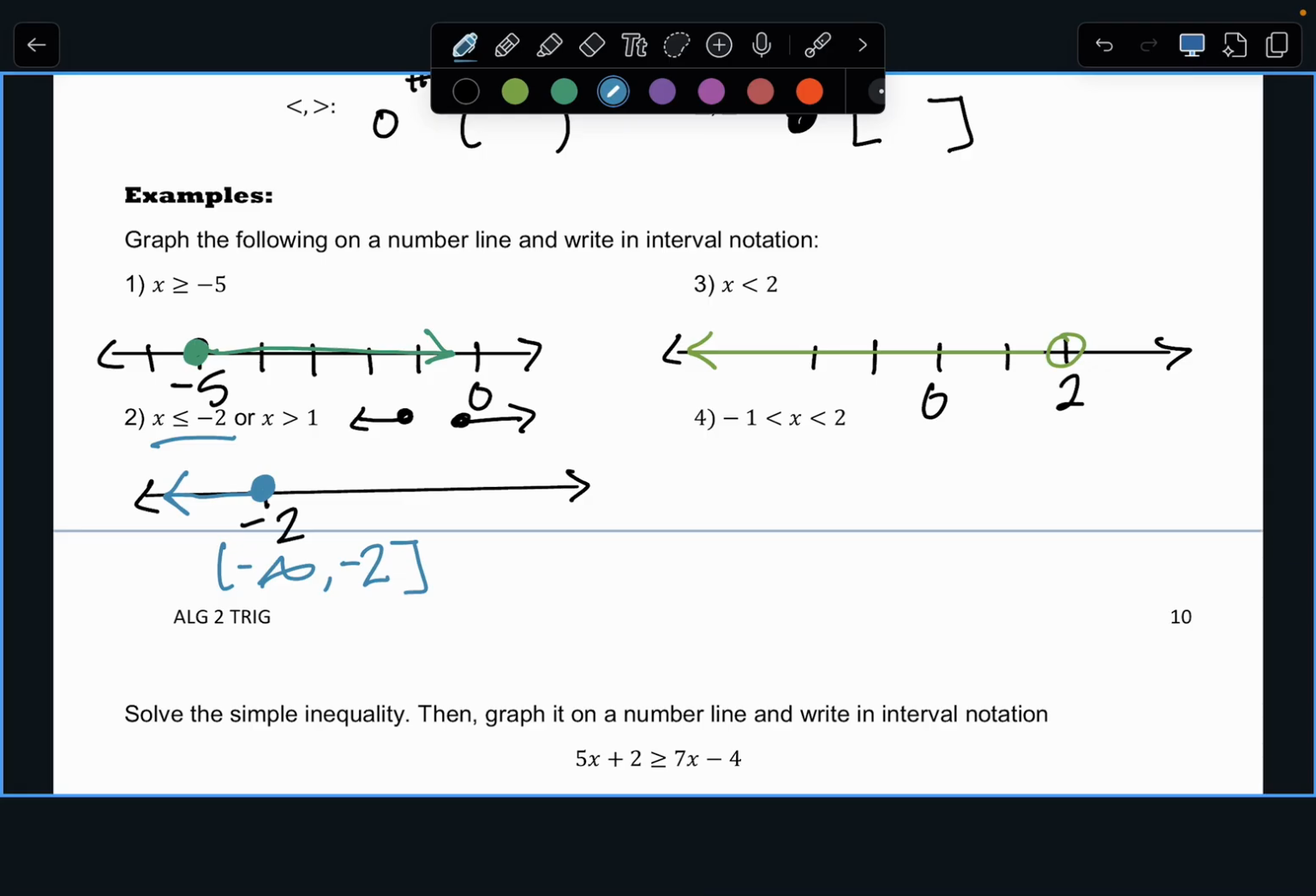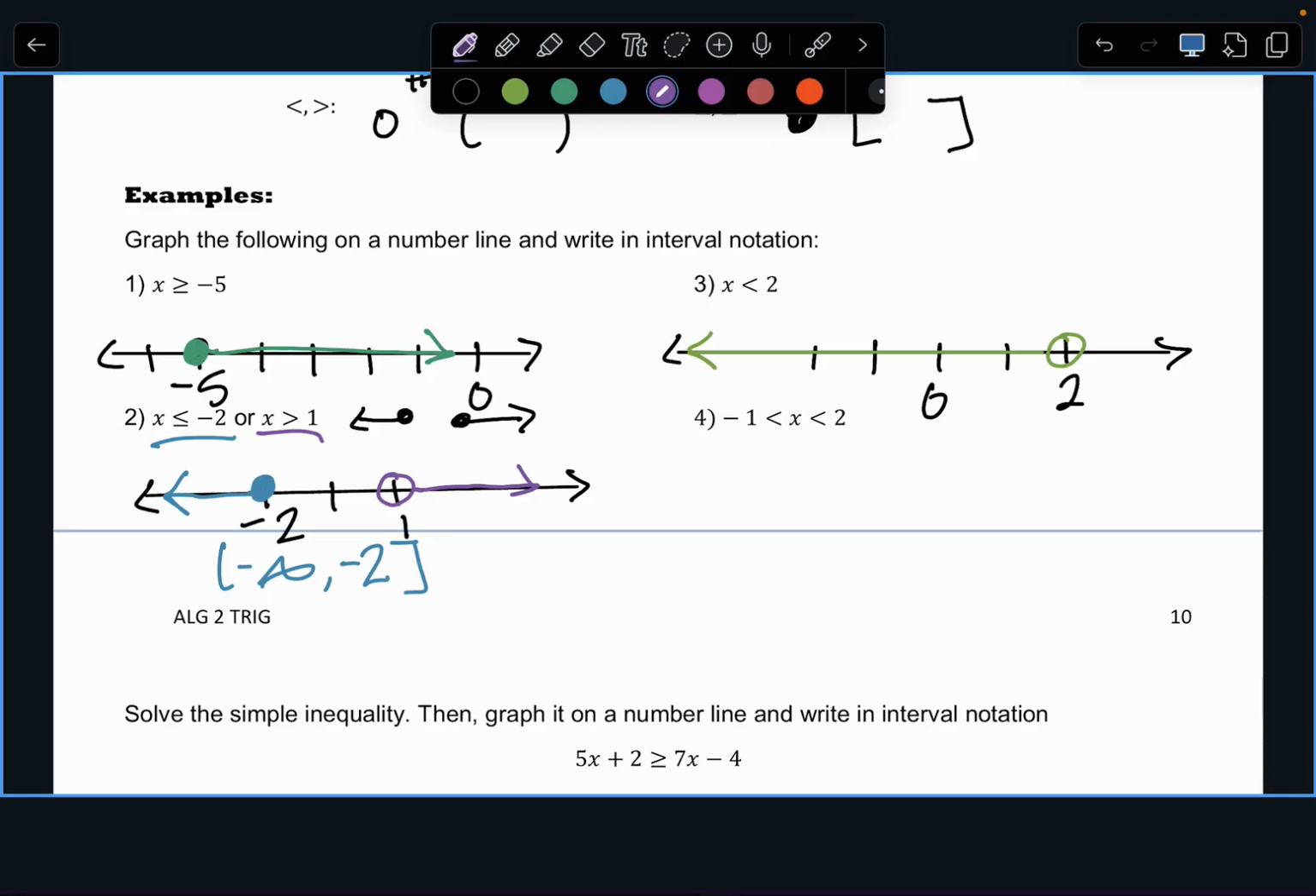Let's handle the next one. Let's make it purple. What number for sure has to go on my number line for this inequality? 1. Here's 1. Open or closed circle? Open, because it's strictly greater than. And it's greater than 1, so am I getting smaller towards negative infinity or bigger towards infinity? Infinity. Arrow to the right. And if you look, we have 2 endpoints with arrows going in opposite directions, just like how I told you it was going to look.